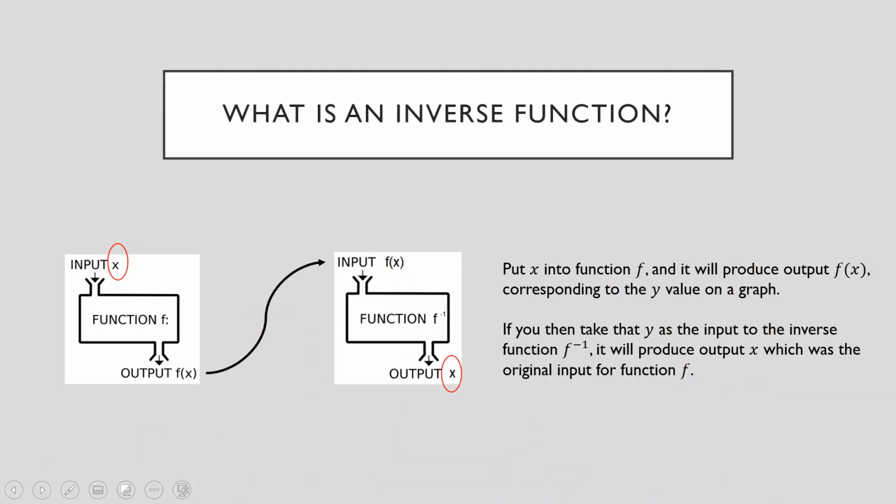All right, and this picture just sort of shows you exactly what I did. We start off with an input x, I run it through my function f, I get f of x as an output. Taking this f of x value, I'm now going to put it into my inverse function. My inverse function undoes everything that my original function did and spits out my original input of x. So that's what an inverse function does. That's how your inverse function is related to your original function.